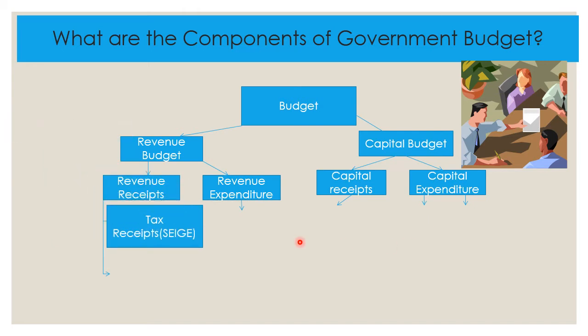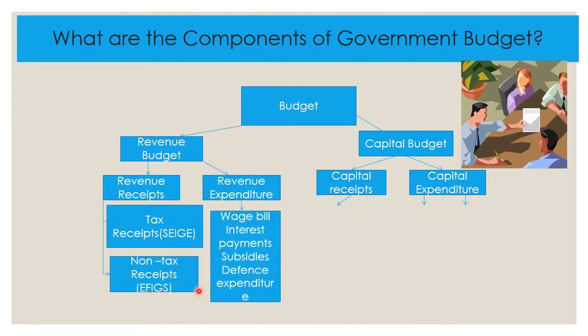The revenue receipts again is divided into tax receipts and non-tax receipts. I will explain these two in the slides that follow. Examples of revenue expenditure are wage bill, interest payments, subsidies, and defense expenditure. I'd like to mention here that when the government plans on borrowing, that amount will come in under capital receipts, whereas interest payments will come under revenue expenditure.